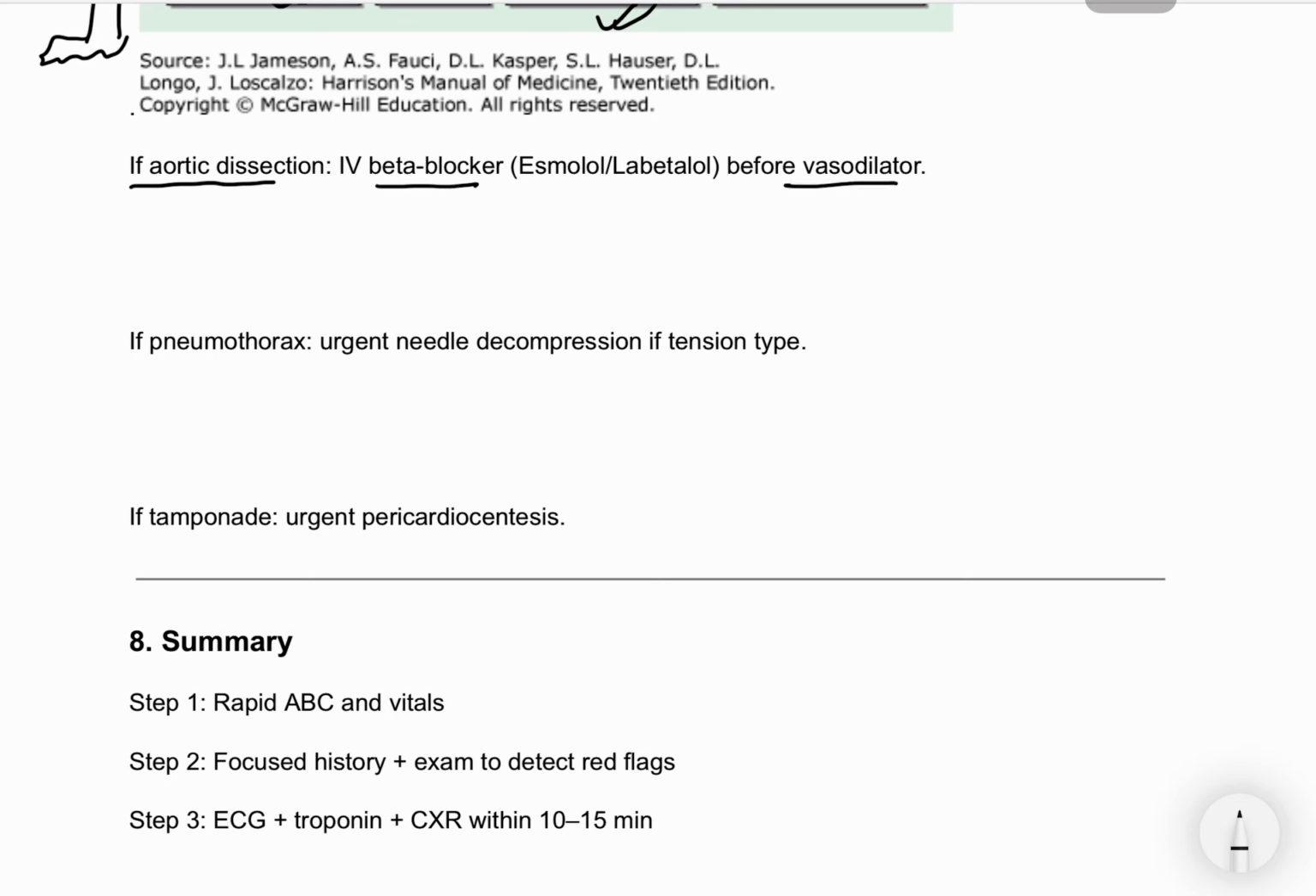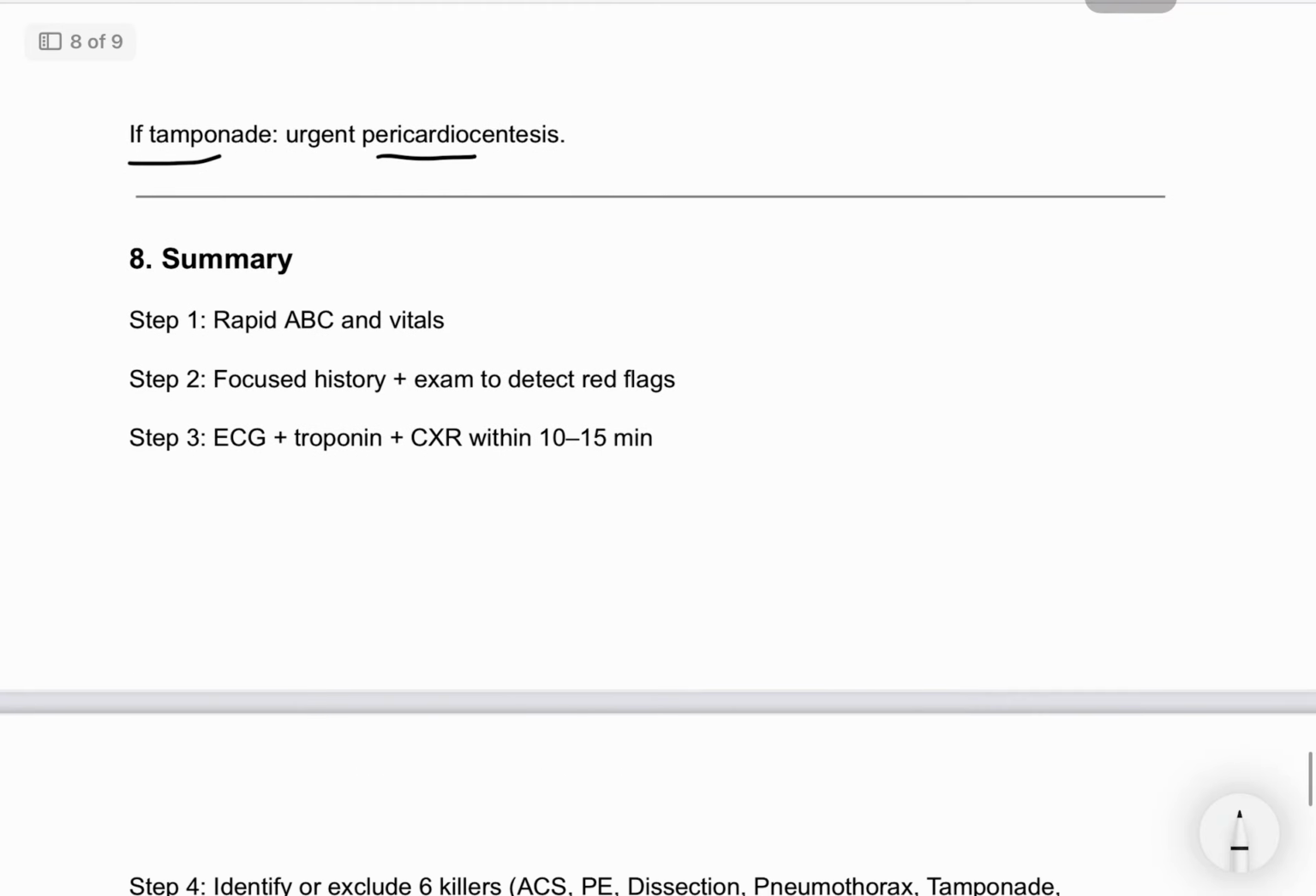send that patient to a CTVS surgeon. Okay, if pneumothorax is suspected, you do urgent needle decompression if tension pneumothorax is there. If cardiac tamponade, you need to do pericardiocentesis or send that patient to a center where pericardiocentesis is possible rapidly. Okay, after that, let's do a summary.